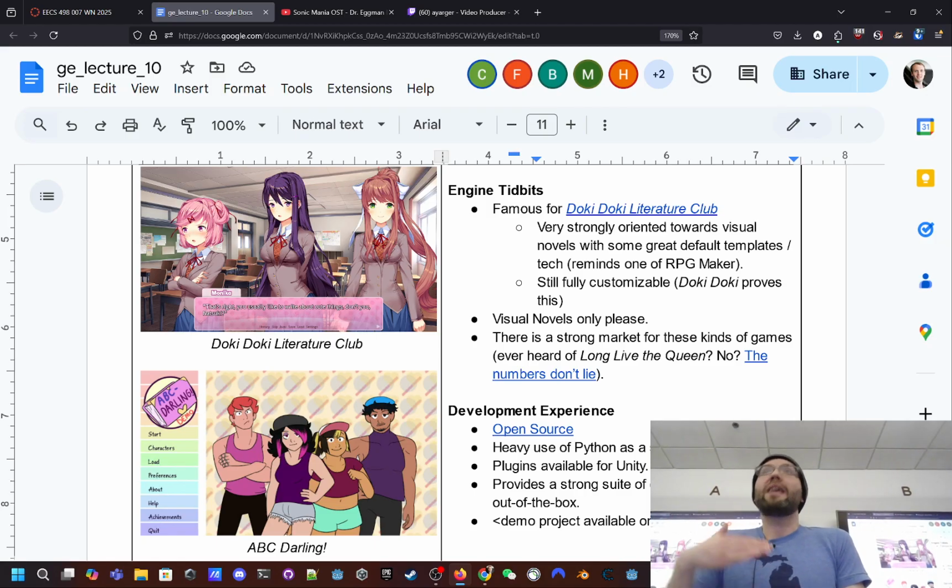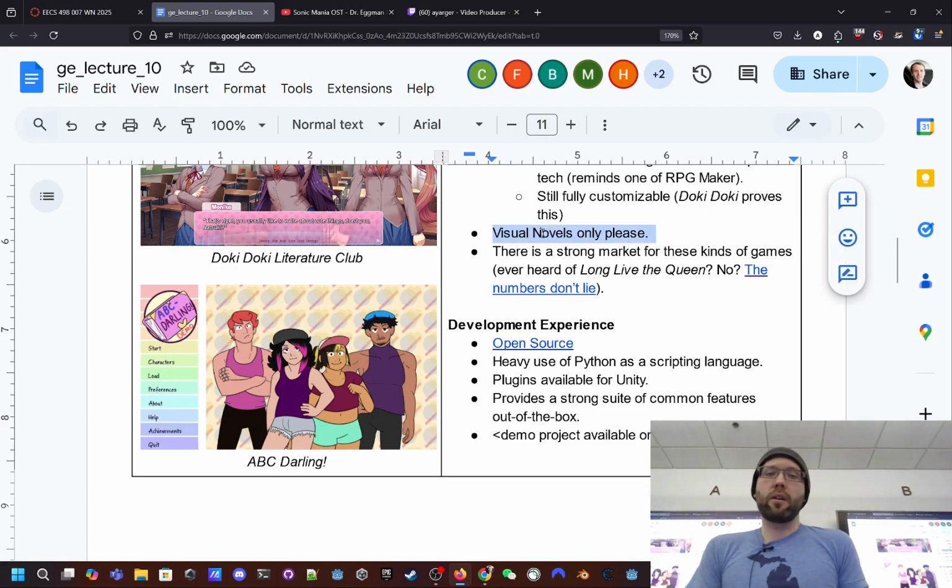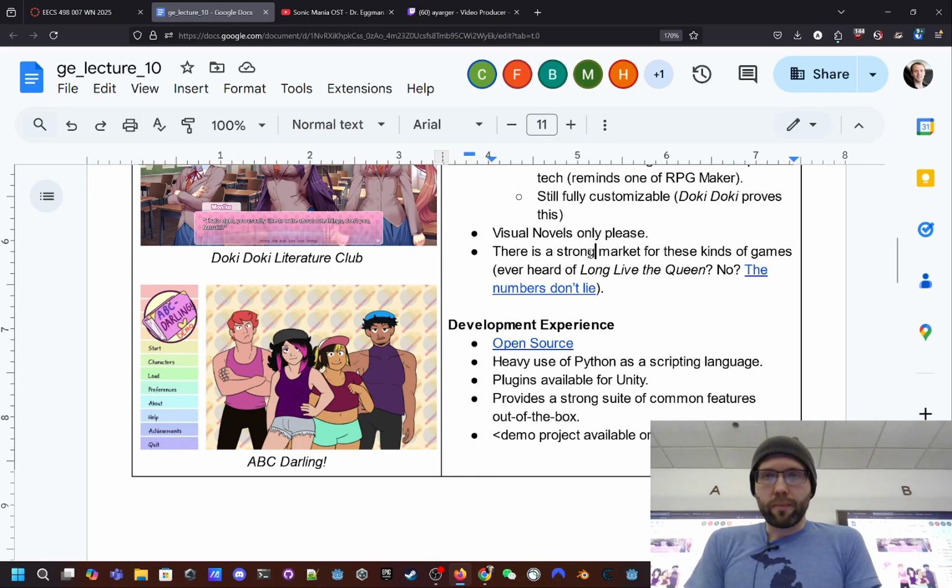But the important part there is that it was possible, right? It was possible to really break this engine in half to get a really unique experience going on. But, like RPG Maker, it's going to fight you a bit if you want to make anything that doesn't fit into its understanding of what a visual novel is, okay? So be careful, all right?